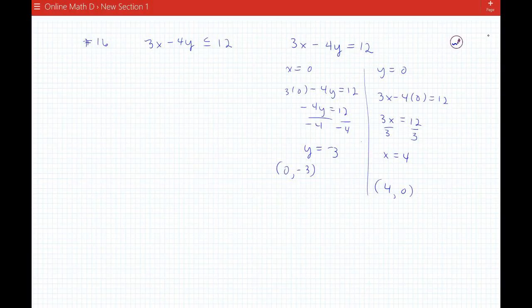So it looks like you have (0, -3), but I don't see that you have (4, 0). So that looks like where the error is. So you might practice that a little more.